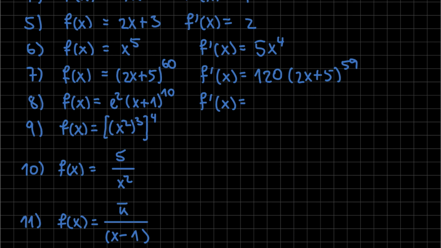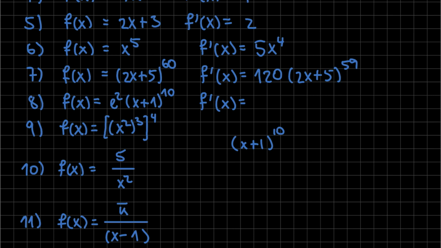So the next one is pretty similar. We have e squared times (x + 1) to the power of 10. Okay, so e squared is just a constant coefficient of this main function over here. So we can just take the derivative of this main function here and then just multiply it by this constant e squared. So let's first take (x + 1) to the power of 10 and determine its derivative.